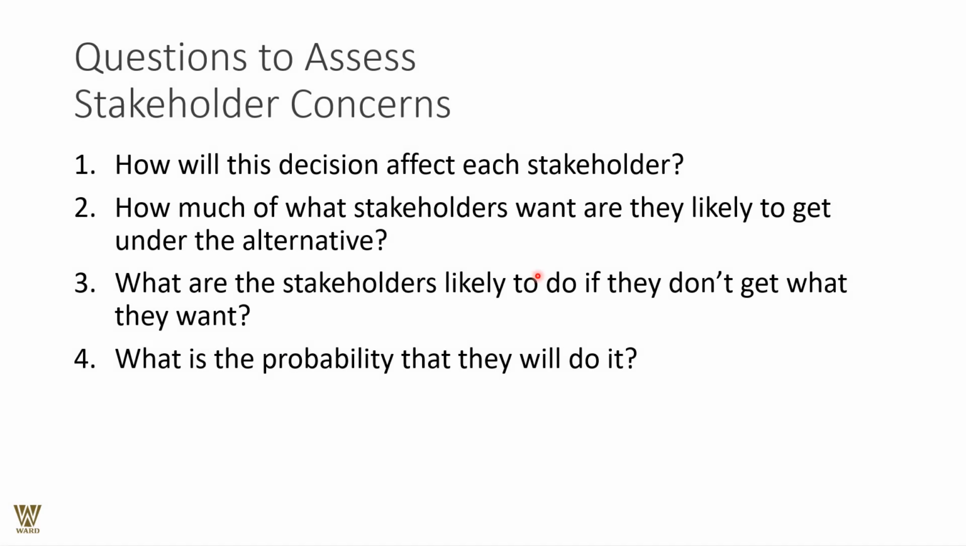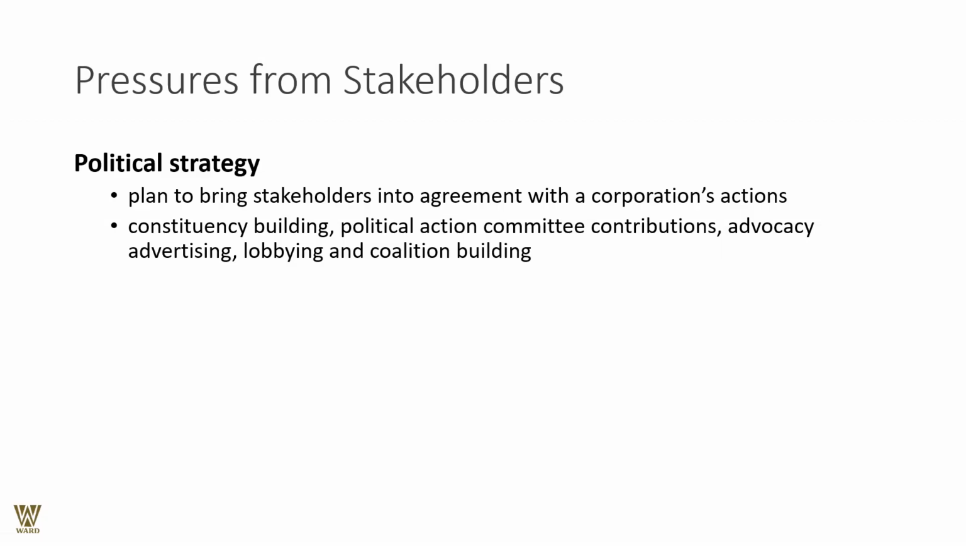So let us understand what questions need to be asked for the stakeholder concern. How will this decision affect each one of the stakeholders? How much of what stakeholders want are they likely to get under the alternative? What are the stakeholders likely to do if they do not get it? What is the probability that they will do it in the most likely scenario? How do you assess them as the case might be? Pressures from stakeholders are very many, as plentiful as anybody can think about.